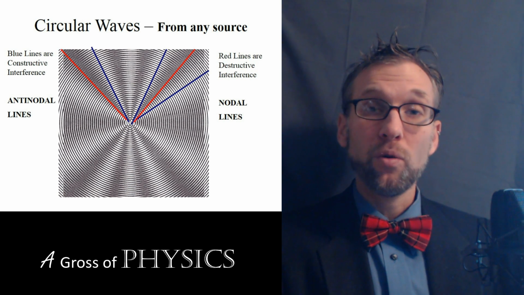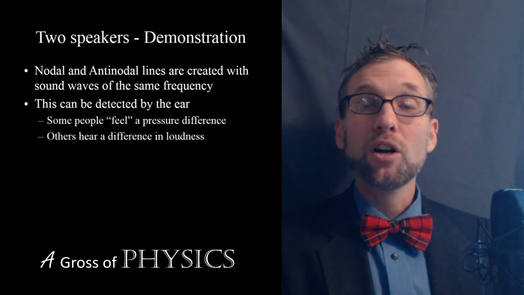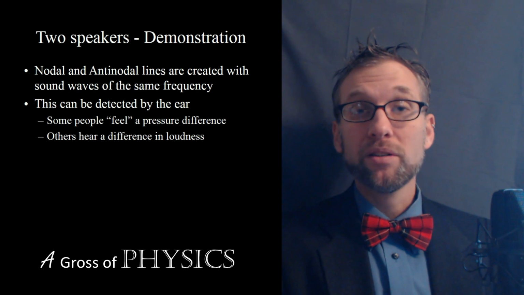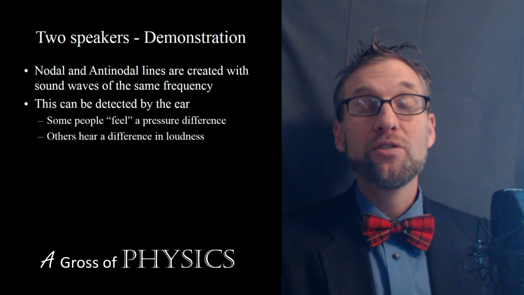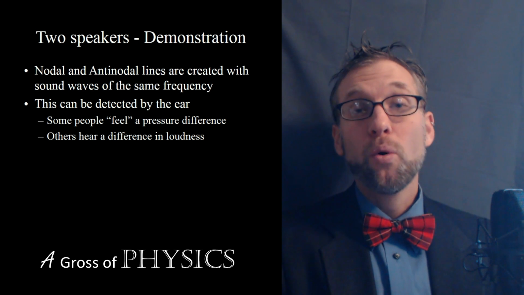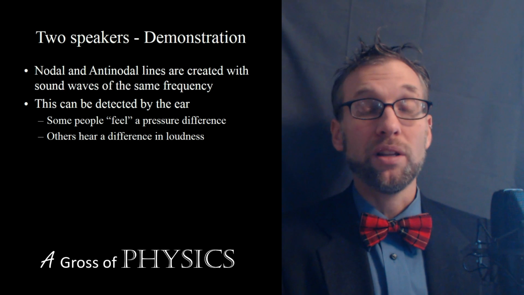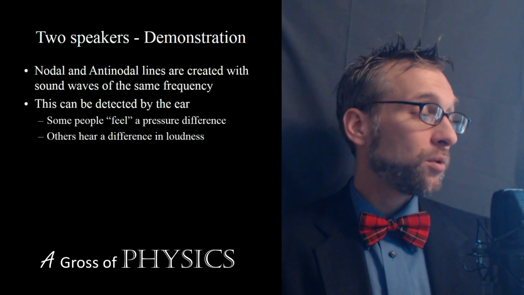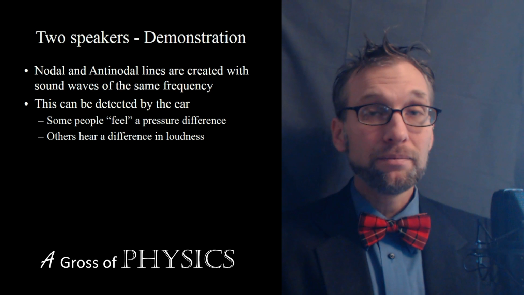So if you have access to this, that would be something that you could try. You could produce a single note with two speakers, put them as close as you can together, and then walk across the room parallel to the speakers or perpendicular to where the wave's going out the center, and you should hear areas of loud and soft sounds. Where it's loud, you're going to hear antinodal lines, and where it's soft, it's nodal lines. So that's the difference between constructive and destructive interference.